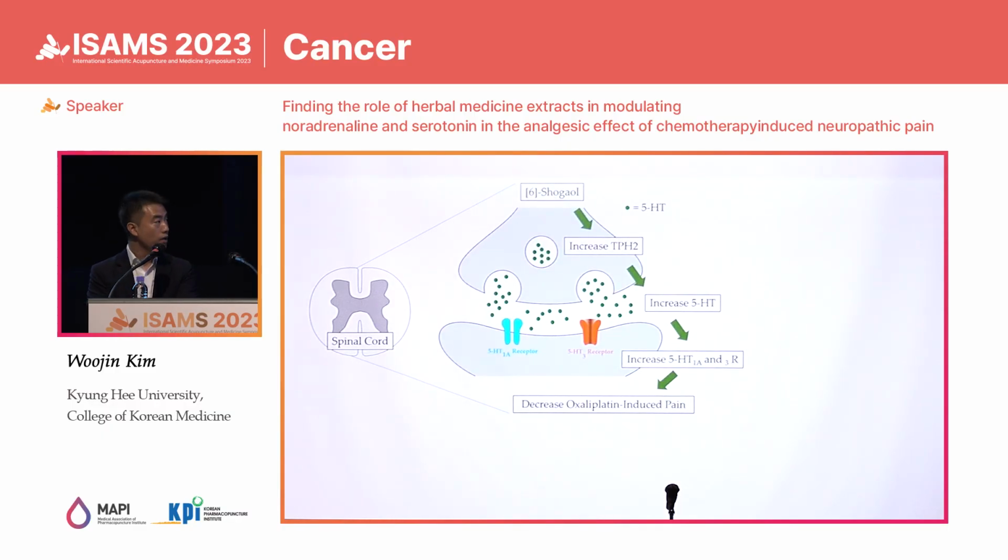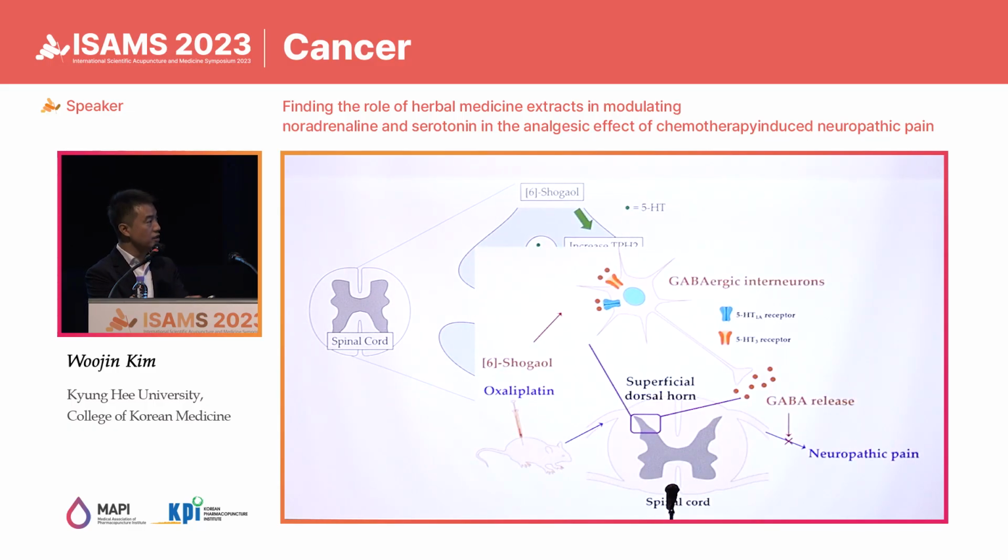So we had a summary of our experiments. It is still going on, but up to now, this is the summary that we had. We think that shogaol treatment increased the TPH2 enzyme and increased the synthesis and release of serotonin in the synaptic cleft, and increased the action of serotonin receptors 1A and 3, and decreased the oxaliplatin-induced neuropathic pain. But simultaneously, you have the 1A and 3 receptors expressed in the GABAergic neurons, so it could increase GABA release and decrease the neuropathic pain. So this is the data we had with the shogaol.